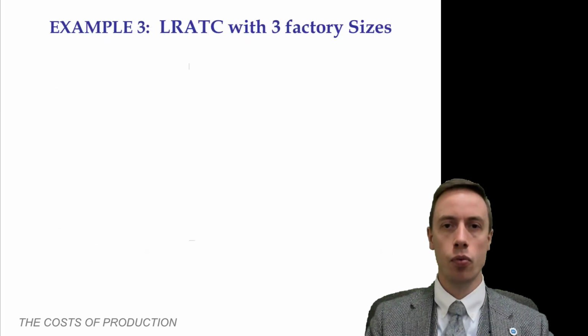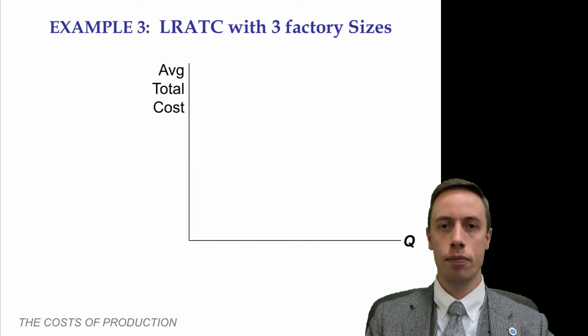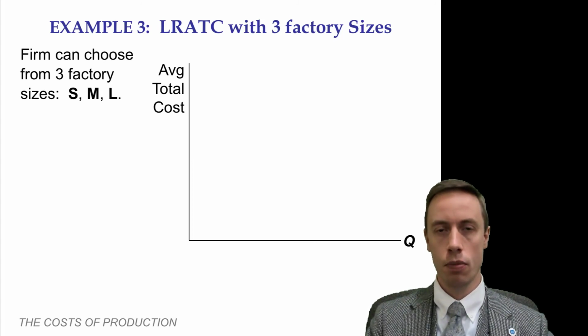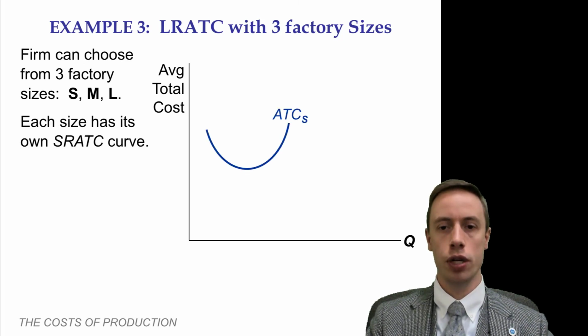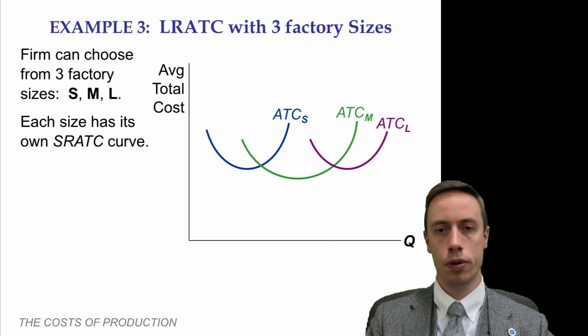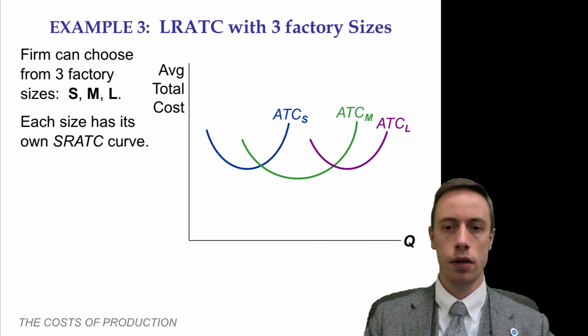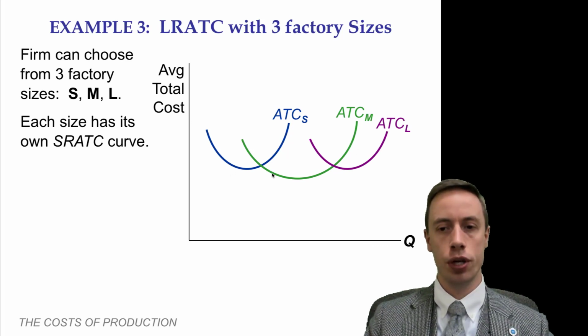So for our example, we will consider a business that can come in 3 different factory sizes: small, medium, and large. Let's say for each of these factory sizes, we have constructed the average total cost curve. Here's the one for the small factory in blue, for the medium factory in green, and for the large factory in purple. Notice which size factory you want to be in depends on how much you're producing. Like for example, if you're producing a low amount, then being in a small factory is actually more efficient than being in a medium-sized factory.